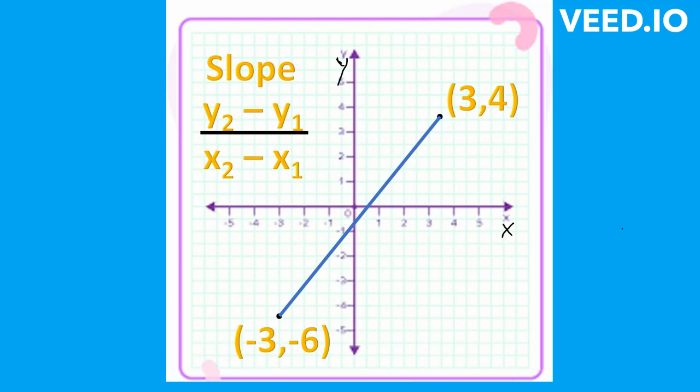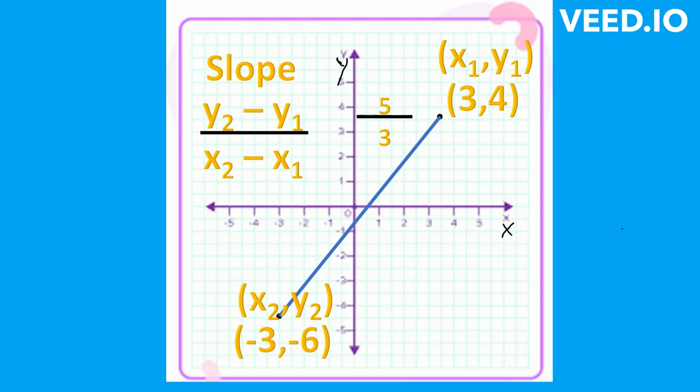So let's imagine these 2 points are x1, y1 here and x2, y2 here. So y2 minus y1 is -6 minus 4, and x2 minus x1 is -3 minus 3. That makes -10 over -6. The slope is 5 over 3. The slope is positive here.